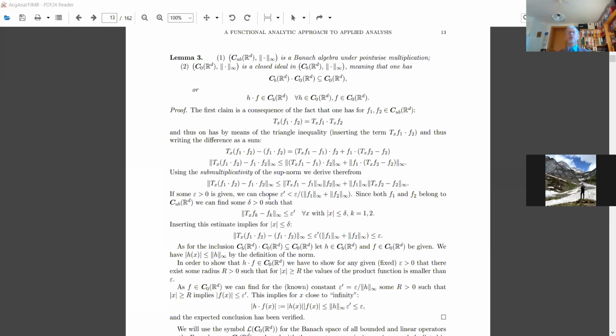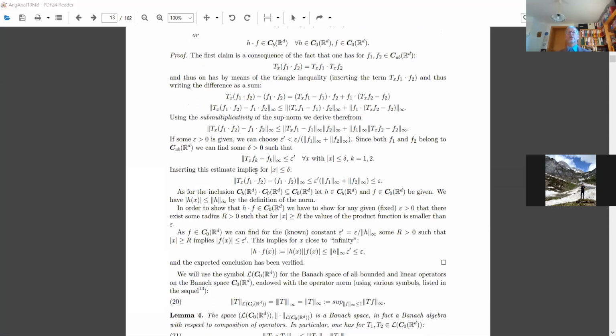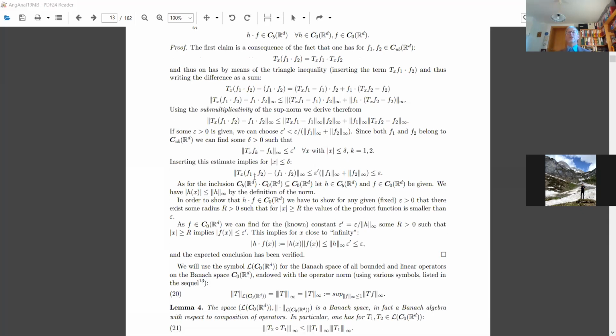Because if I assume now, going further in the proof, that for both f1 and f2 I find some delta by assumption, such that I can guarantee that shifted versions are at most epsilon prime away from their original one, then I can insert this into the equation above, where it says submultiplicativity. And I get, of course, epsilon prime for the difference terms, and you have the size of the functions f1 and f2, and you multiply out, and by setting epsilon prime suitably, you get epsilon.